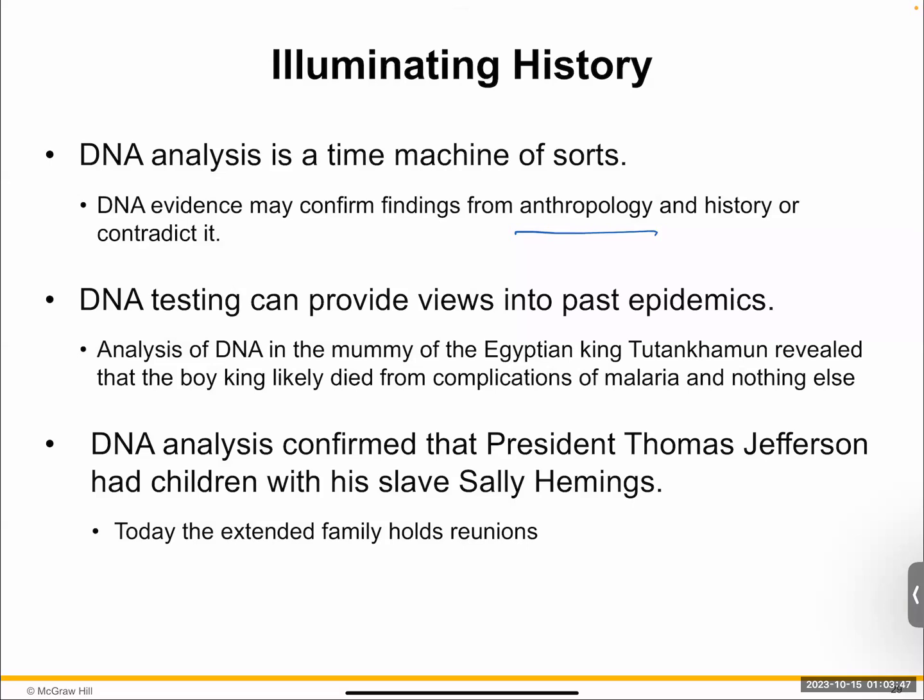DNA testing can also help us, which I think is really fun, analyze the mummies in the Egyptian kingdom and figure out the reason that they died. They found out that one of the kings actually died from complications from malaria, and that was pretty interesting. And this is just studying DNA, right? Having that extra tool.